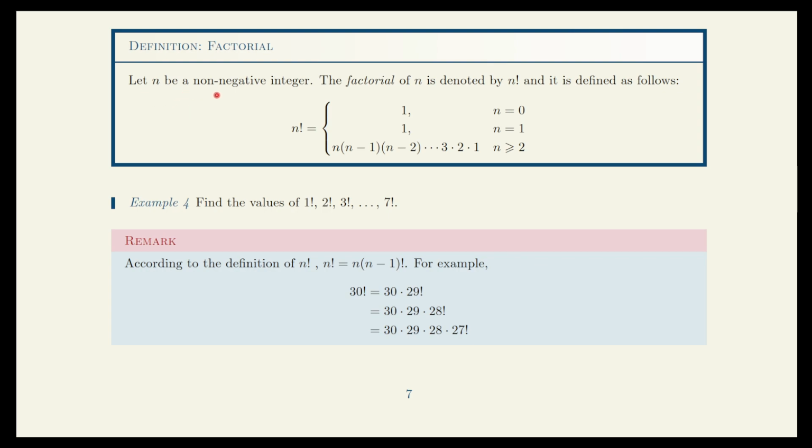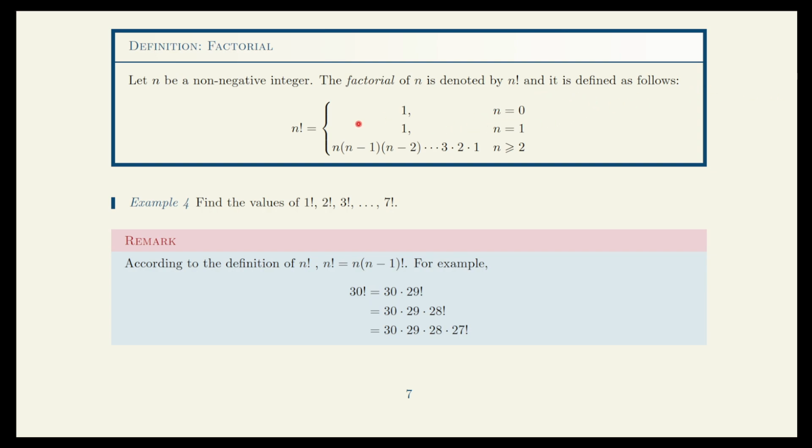So let n be a non-negative integer. First of all, there is no negative factorial. Of course, at the university level, sometimes they talk about negative factorials, but for you, we do not have -5 factorial or something like that. n should be a non-negative integer. It means that n is either 0, 1, 2, 3, 4, etc. The factorial of n is denoted by this symbol, n exclamation mark, and it is defined as follows.